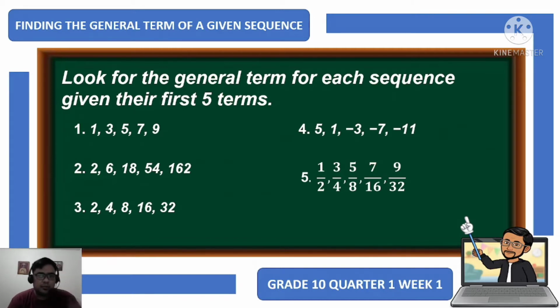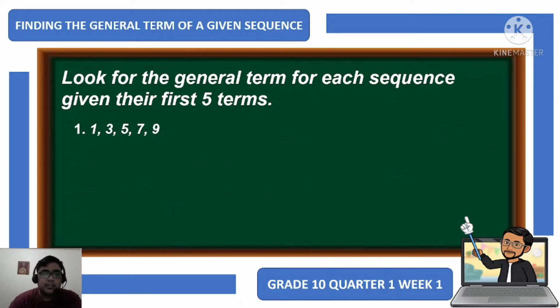So, number 1, the sequence 1, 3, 5, 7, 9. Number 2, the sequence 2, 6, 18, 54, 162. The third one is 2, 4, 8, 16, 32. Then number 4, 5, 1, negative 3, negative 7, negative 11. Then number 5, 1/2, 3/4, 5/8, 7/16, and 9/32. So let's start with number 1. So our goal is to find the general term.